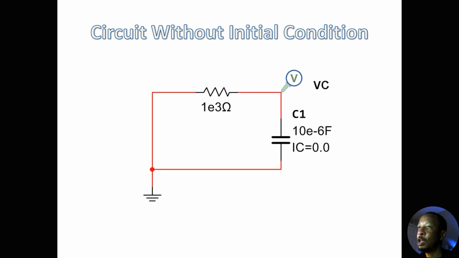So to start with, the circuit without initial condition. I have my resistor here and a capacitor here. The initial condition is set to 0, so there is no voltage across the terminals of this capacitor.